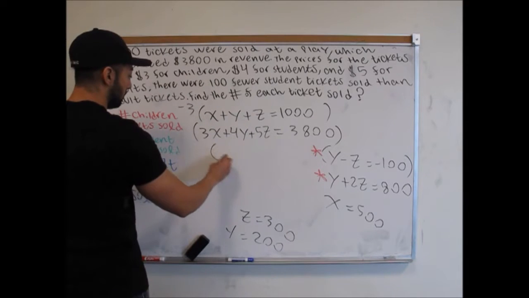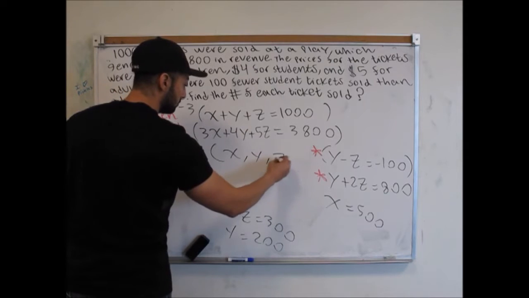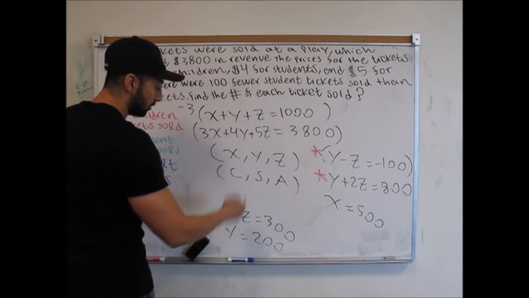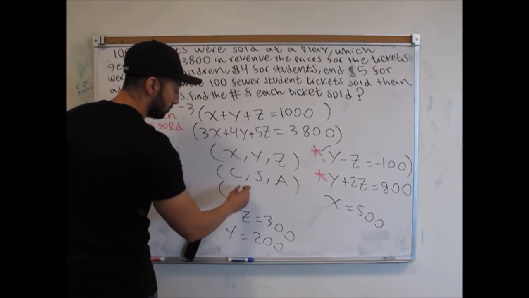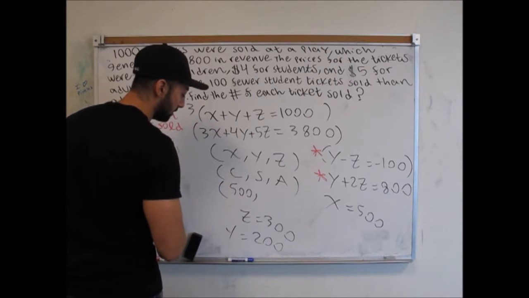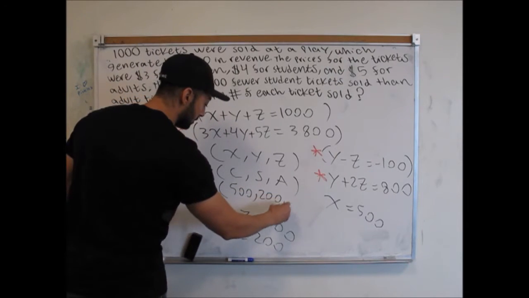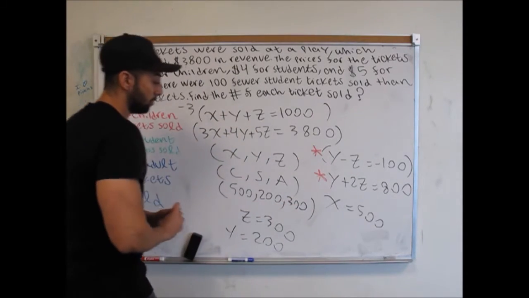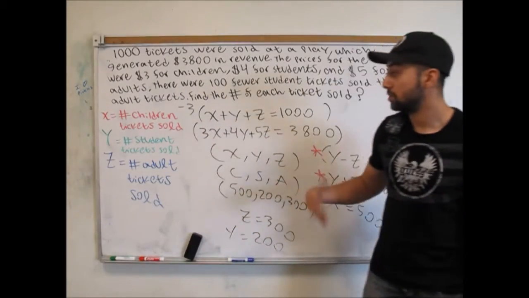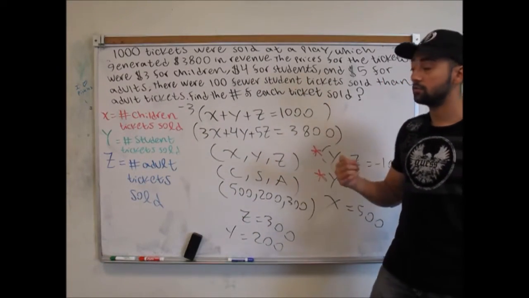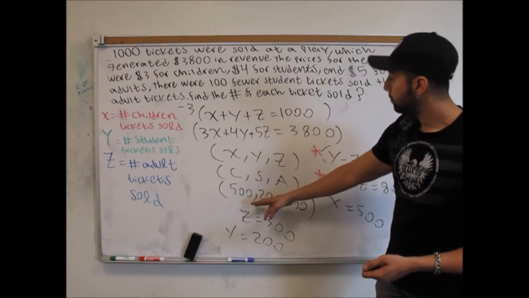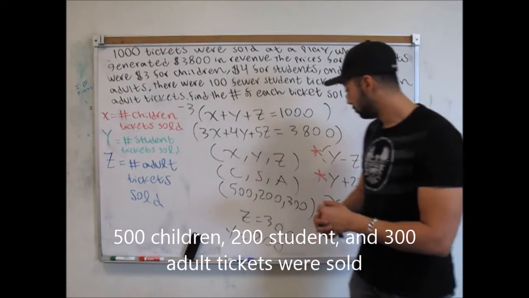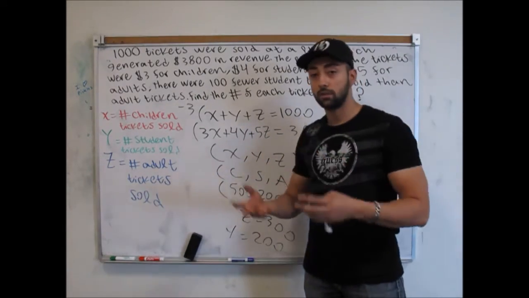Okay, so x, y, and z, because this is for the children, students, and adults, right? So we got that the children was 500, we got that the students were 200, and we got that the adults were 300. Those are the number of tickets for each one sold, right? Because we labeled them and you have to answer it accordingly to what they asked. So 500 is the number of children tickets sold, 200 is the number of student tickets sold, and 300 is the number of adult tickets sold.